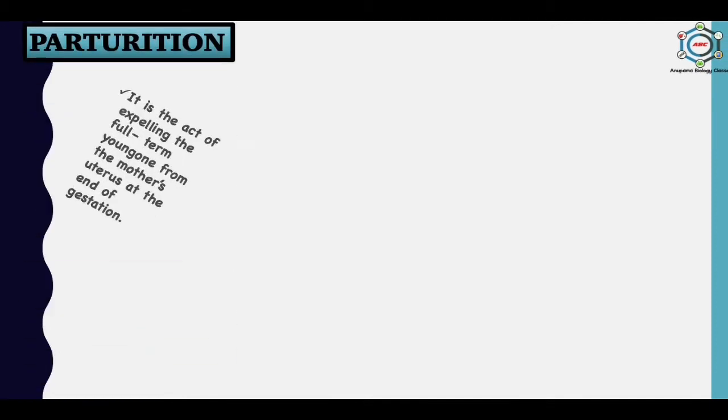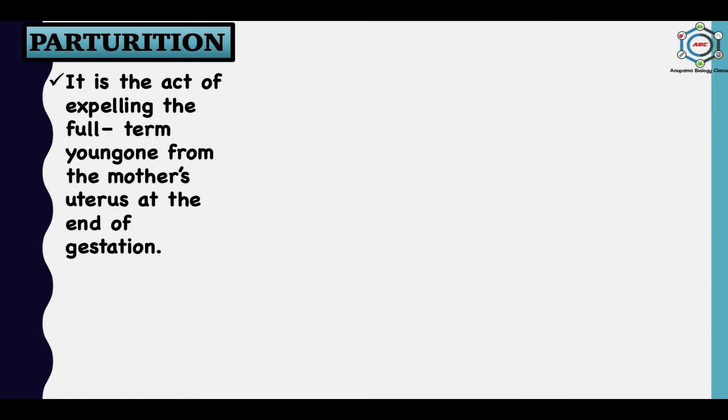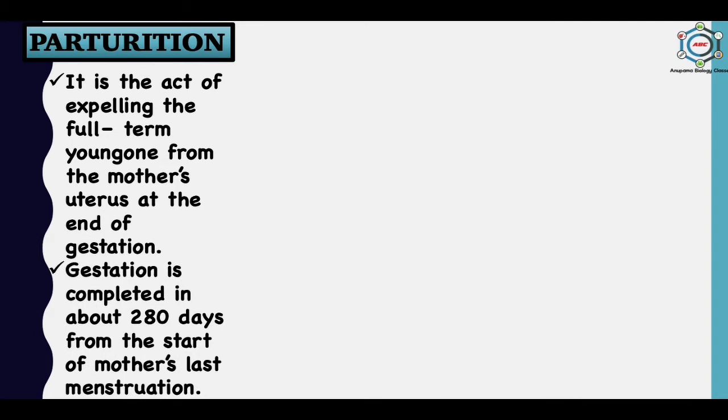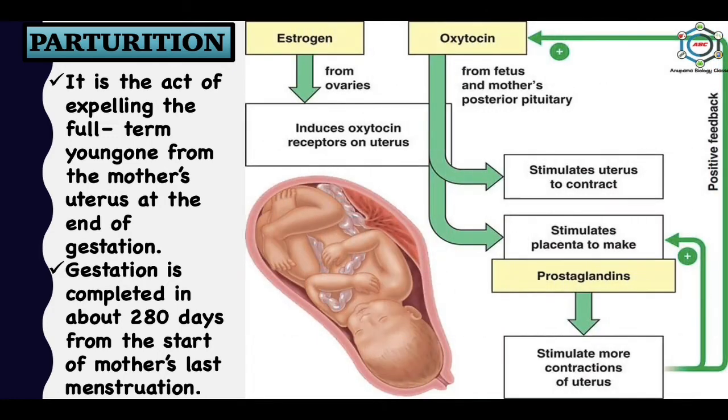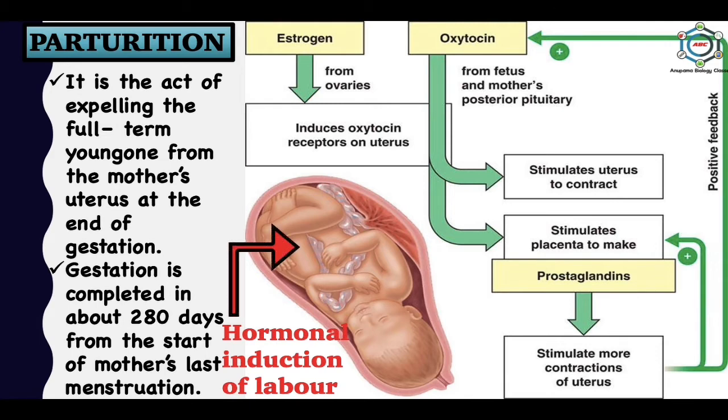Now the parturition. It is the act of expelling the full-term young one from the mother's uterus at the end of gestation, and the gestation is completed in about 280 days from the start of the mother's last menstruation. In this picture, you can see the hormonal induction of labor. Here, the fetus signals that the baby is mature by secreting certain hormones. Here, the estrogen from the ovaries induces oxytocin receptors on the uterus, which stimulates the uterine contractions, and this provides force to expel the baby from the uterus, causing birth.